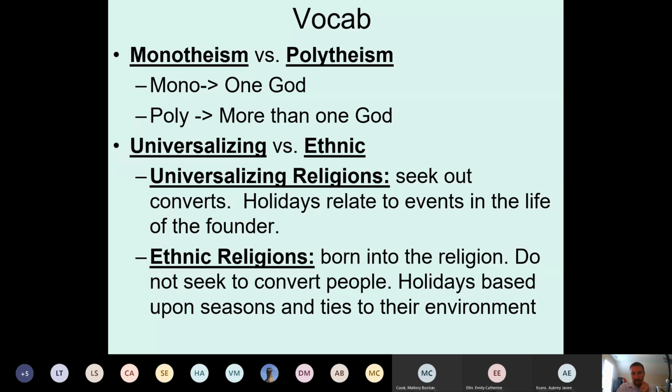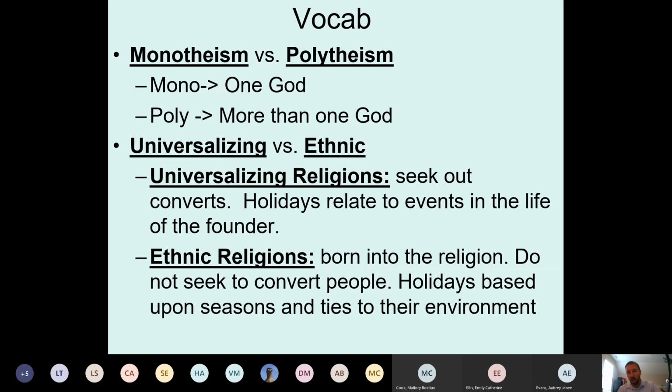So for that reason, when we map out these religions around the world, you are going to see that universalizing religions are way more widespread around the world, where ethnic religions tend to stay in one spot. Also, the different holidays that they practice in those religions, a lot of times for universalizing religions, they're based on things that happen in the life of the founder.